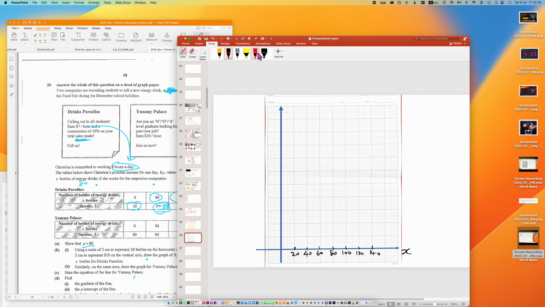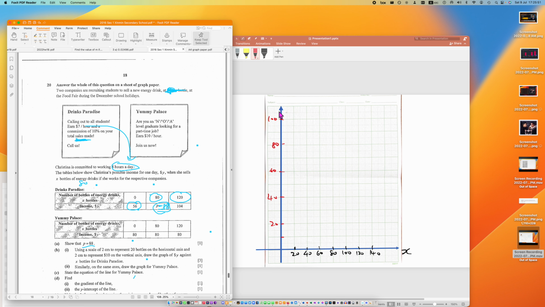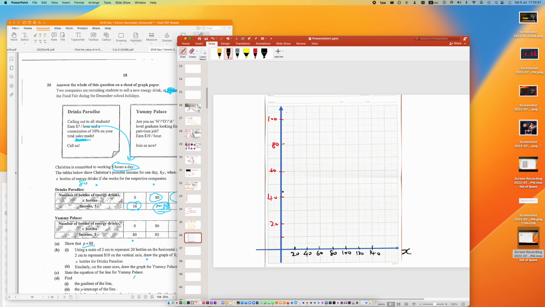Okay. This is 10, so it's 20. This is 40, 60, 80, 100. Enough or not? Yes, enough. So 56: 0 bottles is 56, so 56 is here.